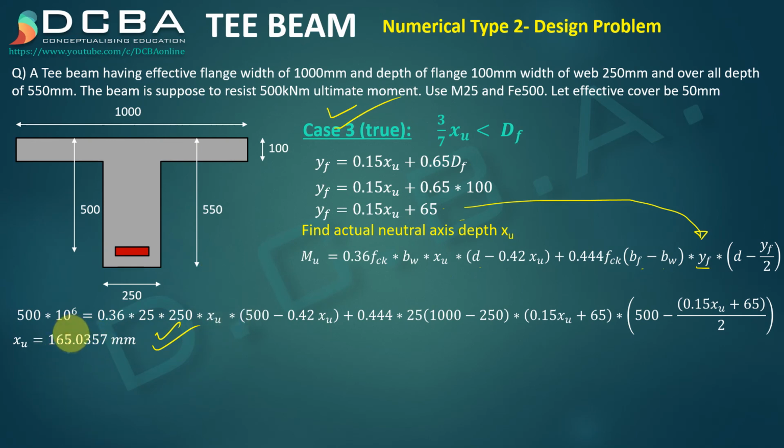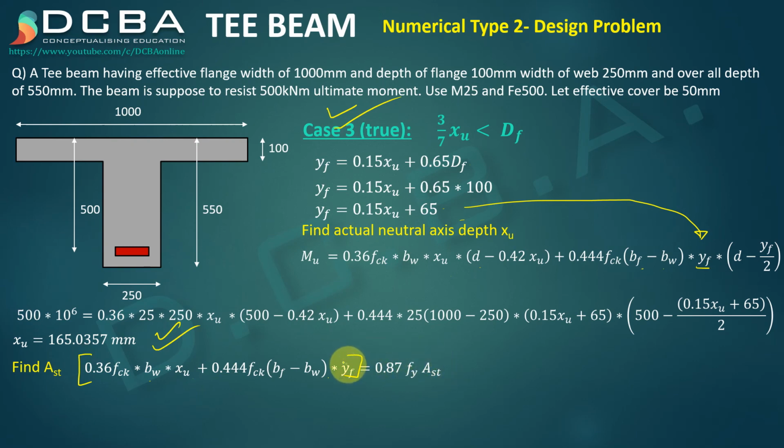And after finding the value of XU, we need to find AST, and for that we have to equate compressive force to tension force. So compressive force is 0.36 FCK BW XU plus 0.444 FCK BF minus BW into YF. This is our compressive force. It is equal to 0.87 FY AST.